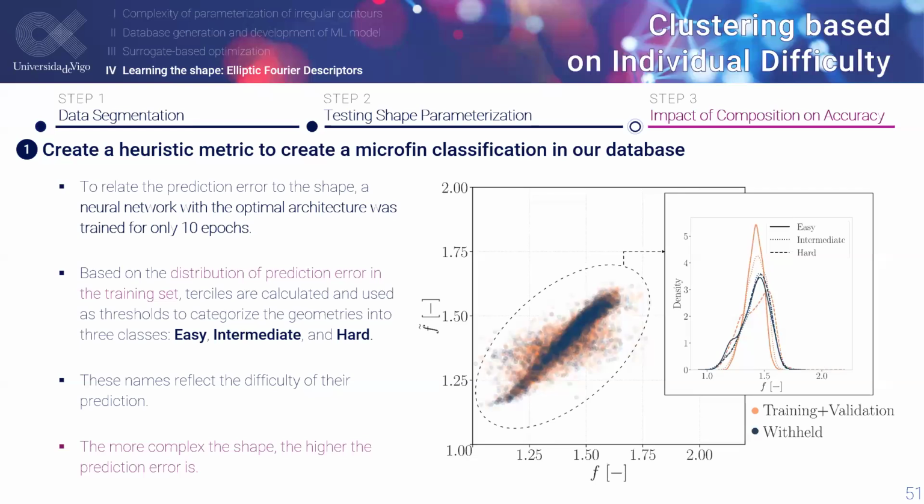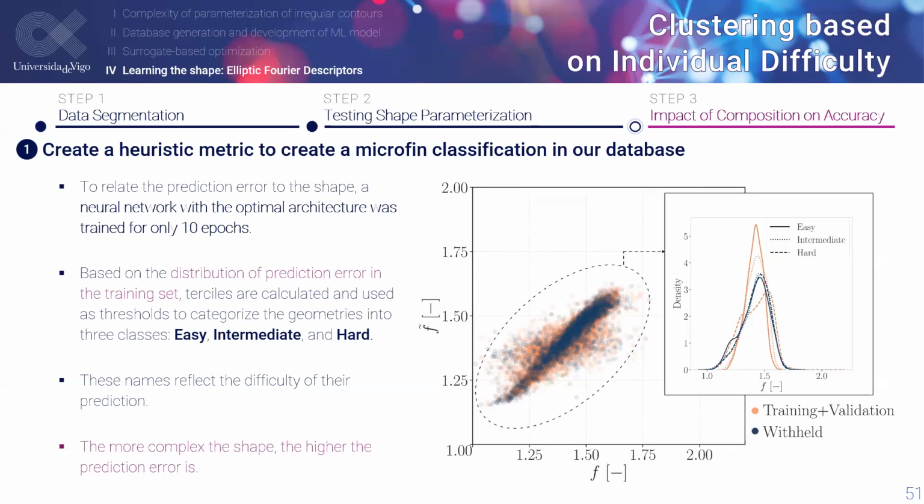And based on the relative error, we separated the fins into easy, intermediate, and hard, meaning fins that were easy to predict, so they have a lower error with a model that is not trained all the way, and then fins that are hard to predict. So basically the data-driven model needs to think a little harder to predict those ones, and whatever is in the middle. So these are just terciles.